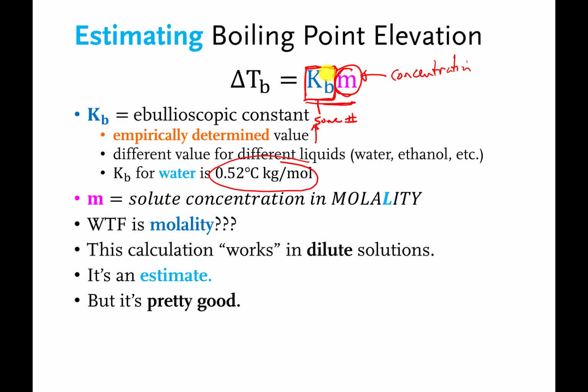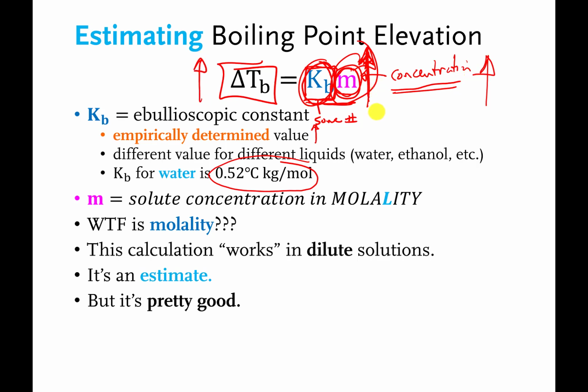And the idea here is that if this is some number that never changes, but I make the m number get bigger, then this number is going to get bigger too, because I'm just taking some number and multiplying it by a bigger m number. So if the concentration of my stuff goes up when I dissolve it in the liquid, the boiling point is also going to go up even more. If the concentration of my stuff goes down, then these two numbers multiplied together are going to go down, and that means the amount that the boiling point goes up is going to be less. So that's what this equation is doing.